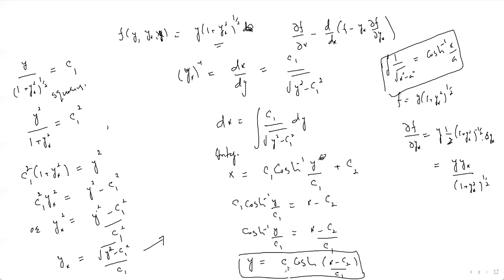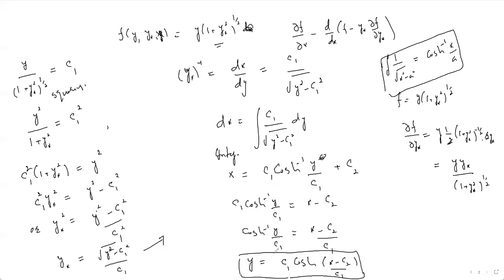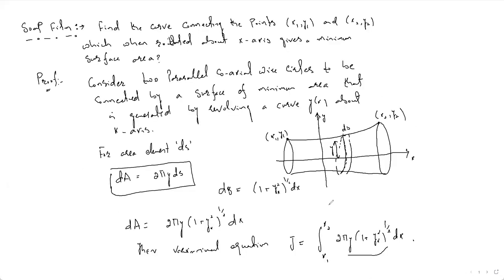Now finally, since the endpoints are given as x1, y1 and x2, y2 for a particular problem, we will have the values of these. The values of the constants are always obtained by applying the boundary conditions. So the constants c1 and c2 here can be determined by requiring the solution to pass through these two points, x1, y1 and x2, y2.